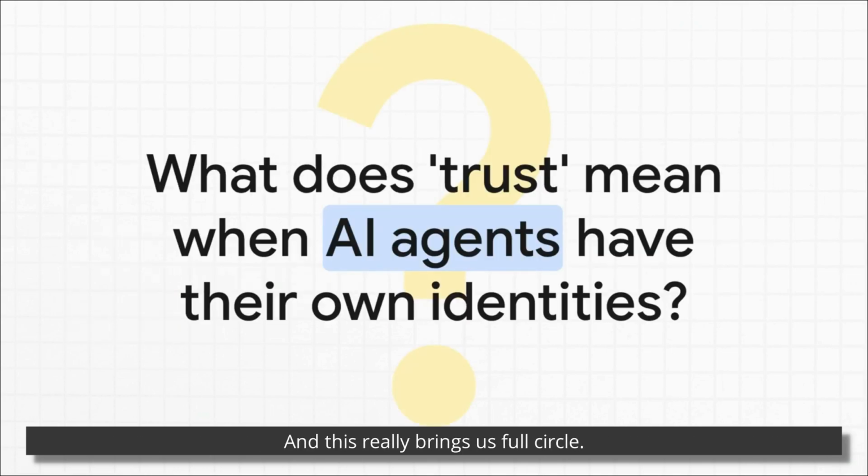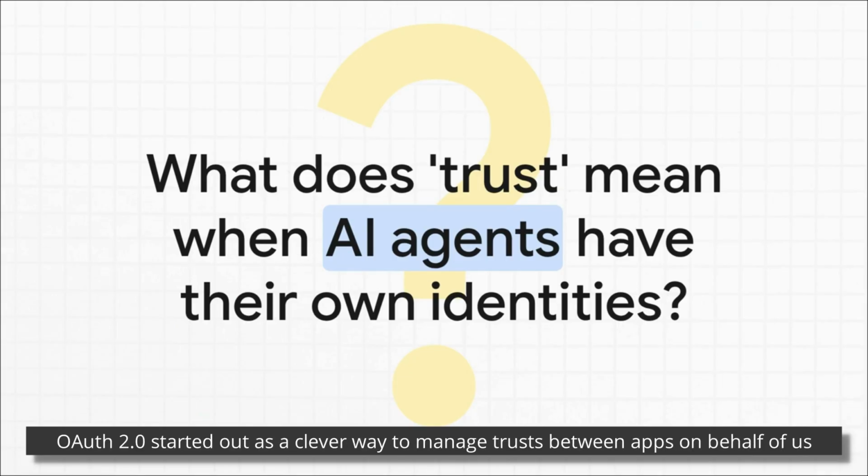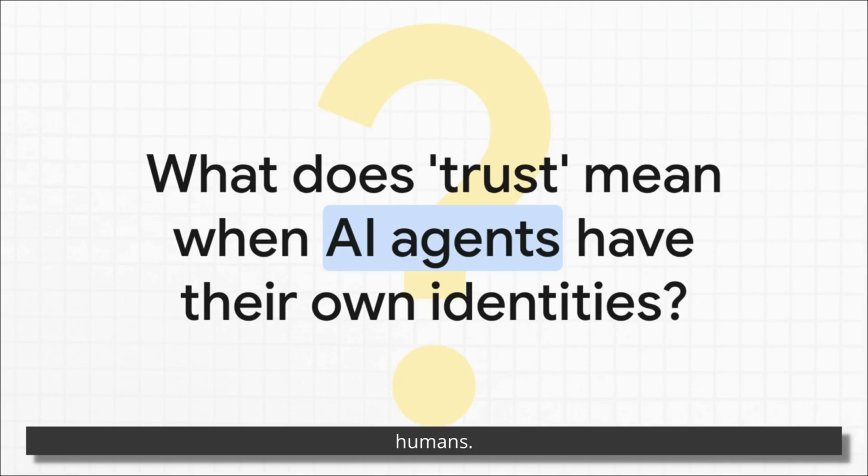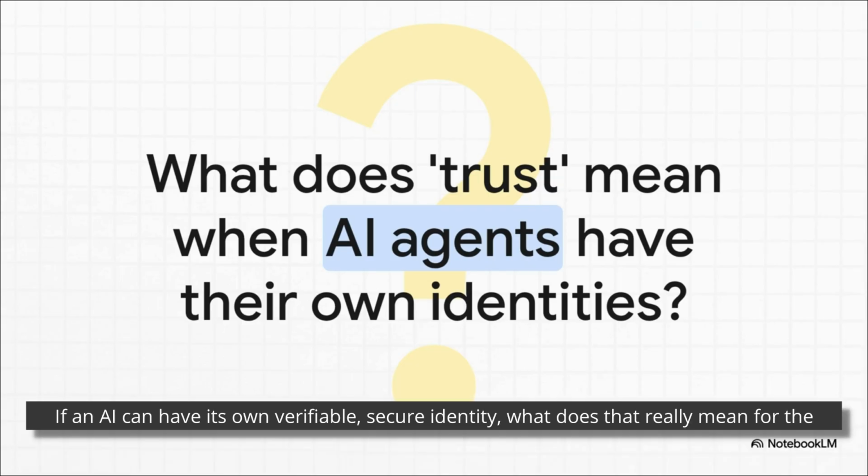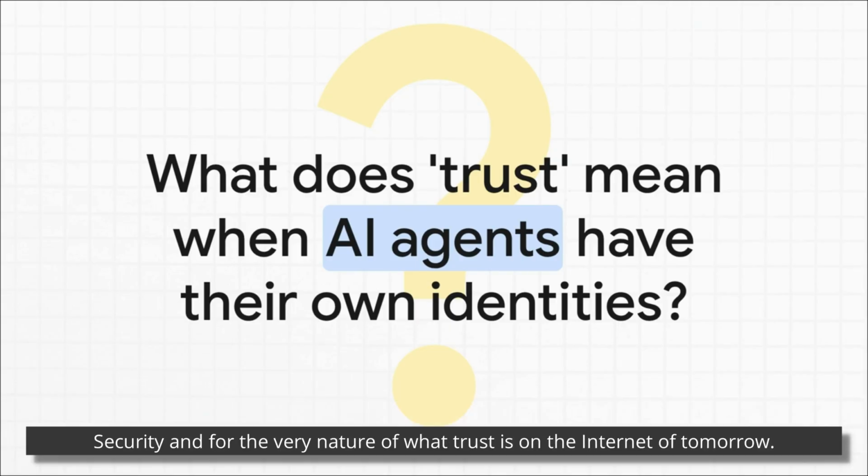And this really brings us full circle. OAuth 2.0 started out as a clever way to manage trust between apps on behalf of us humans. Now it's evolving to create a new kind of trust for AI agents themselves. So the final question to leave you with is this. If an AI can have its own verifiable, secure identity, what does that really mean for the future of automation, for security, and for the very nature of what trust is on the internet of tomorrow?